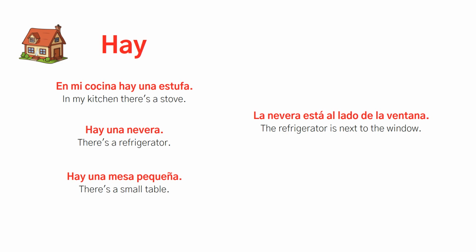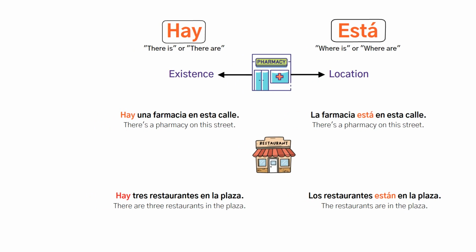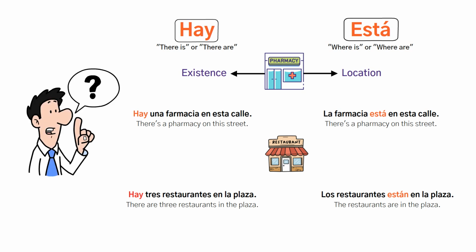This back and forth between announcing existence and pinpointing location happens constantly in natural conversation. You introduce things with hay, then locate them with está or están once they're established in the conversation. Spanish just makes you choose the right verb for each job. Next time you want to say something is somewhere, pause for 1 second. Am I introducing this thing's existence, or am I locating something specific? That question points you to the right word every time.